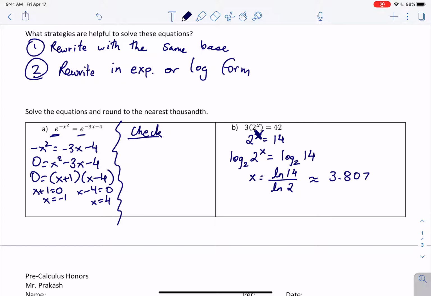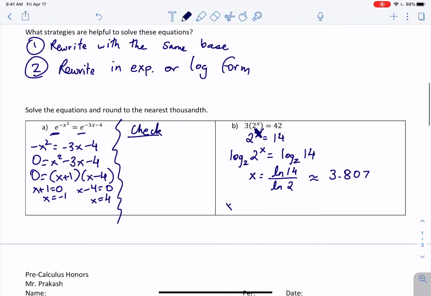Again, you should check the solution back into your original equation based on what the instructions tell you. So sometimes exact answers are what's needed. When we want exact answers, this is the exact answer, log base 2 of 14. If it tells you to round, then you can go to 3.807. Again, when we're rounding, standard rules is always 3 decimal places. So go up to there.